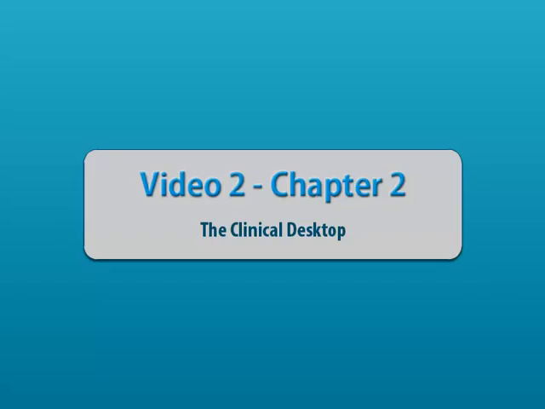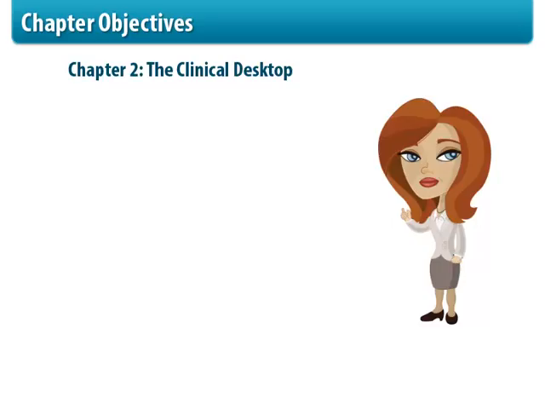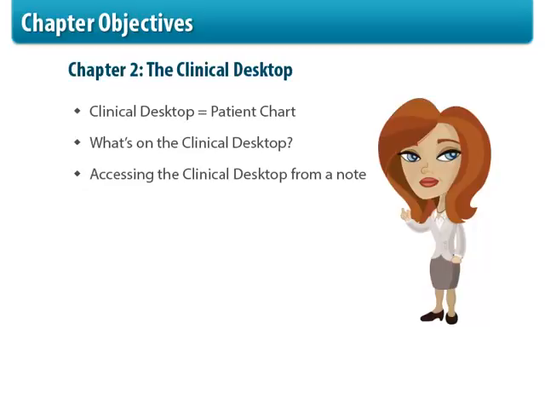This chapter will introduce you to the clinical desktop or patient chart in AEHR. In this chapter, you will discover what information is located on the various tabs of the clinical desktop, as well as ways to access that information both when you are and when you are not completing a note.